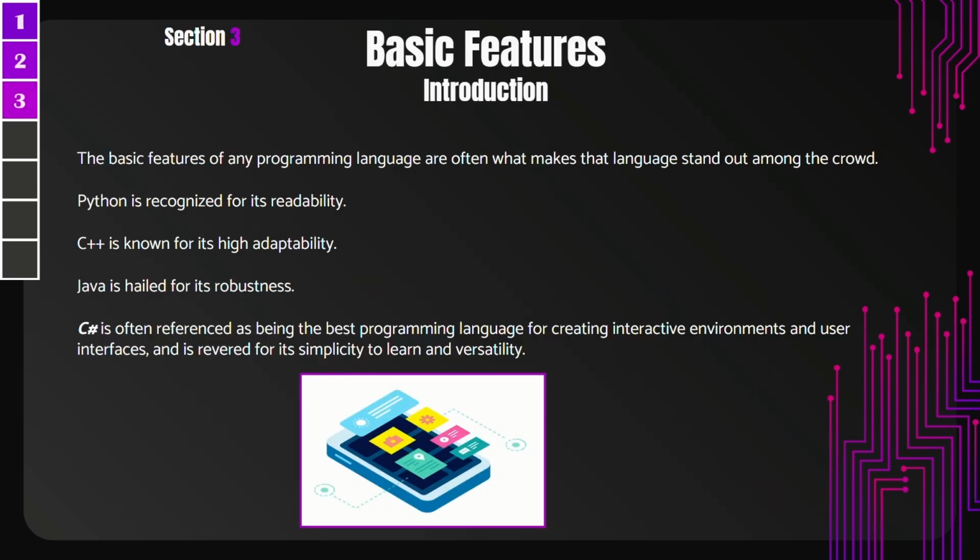Here's section 3. We're going to go over basic features, and we all know that the basic features of any programming language are what make that programming language stand out among the crowd in terms of how it handles those features. Python is known for its readability, C++ for its high adaptability, and Java for its robustness, while C Sharp is often referenced as being the best language for creating great UIs, and it's revered for its easiness to learn, as well as its robustness, just like Java.